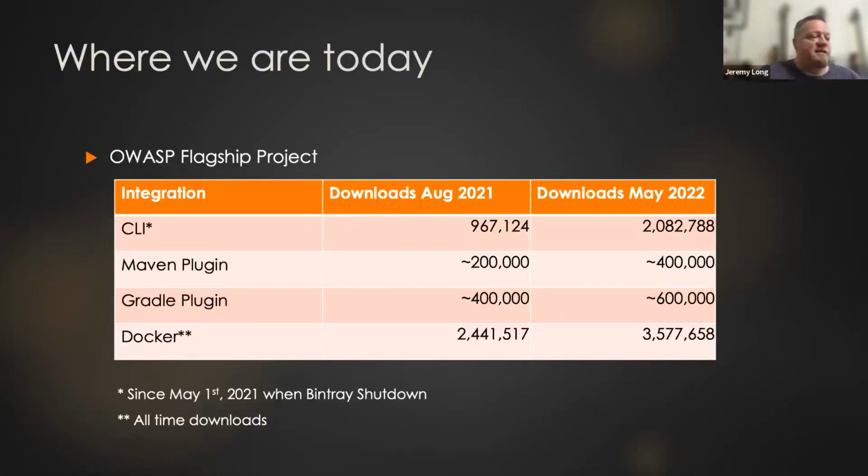And we can see that for the CLI, the Maven and Gradle plugins, the download usage of these in less than a year has almost doubled, which is just amazing to me. The amount of people that are actually using this product and hopefully securing their applications a little bit better because of it. And the Docker image, we're up to about 3.5 million downloads all time. So that's pretty amazing.